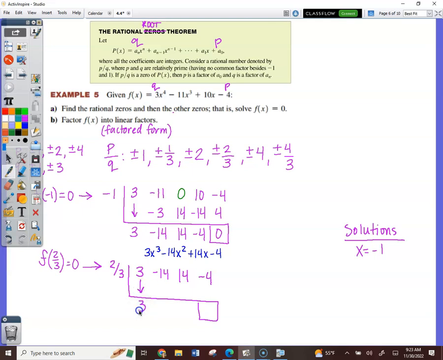So here we go. Bring 3 down. 3 times 2. Divide 3. 6 divided by 3. 2. Write it. Add straight down. -12. Repeat. -12 times 2. -24. Divide 3. -8. Add straight down.